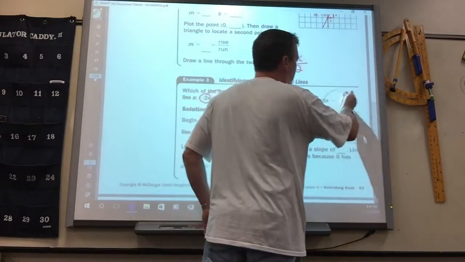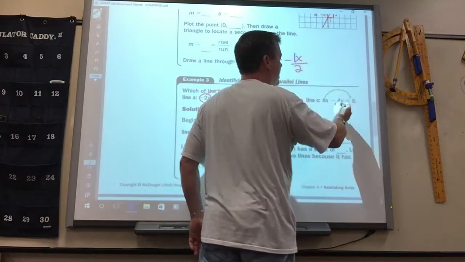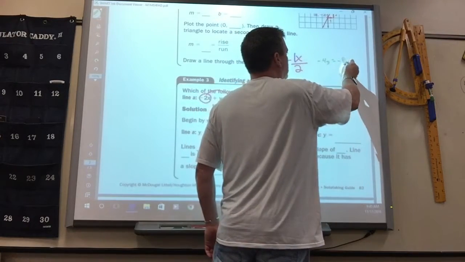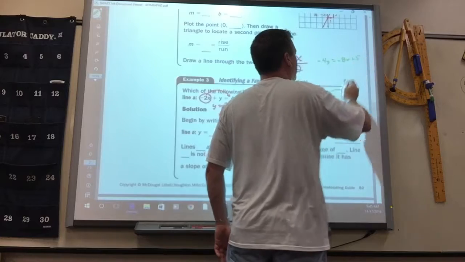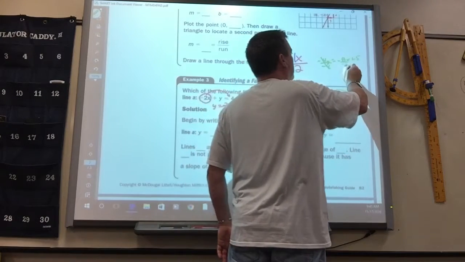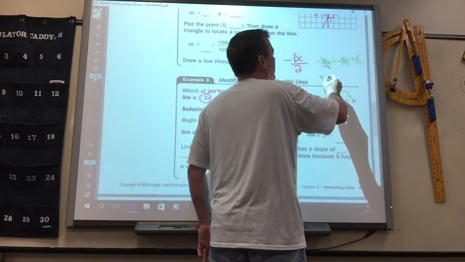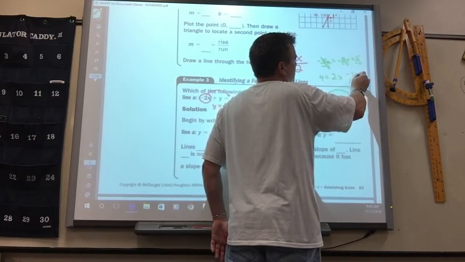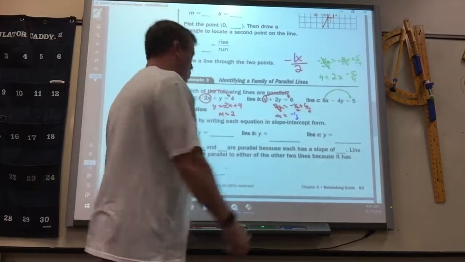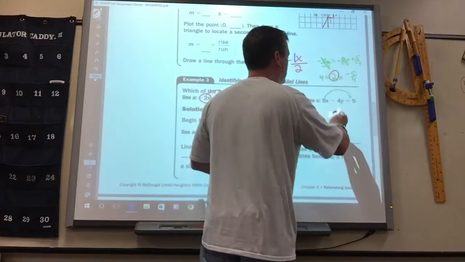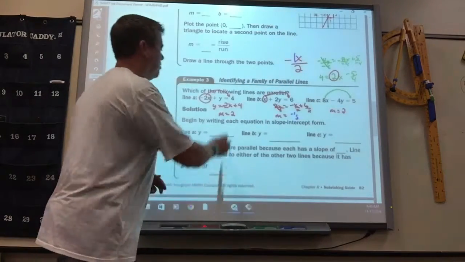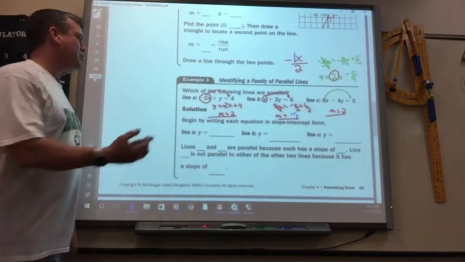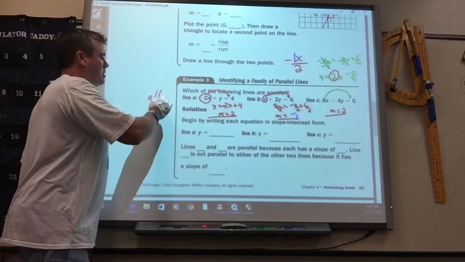So for this one, move the 8x over. I would have negative 4y equals, this would change from positive to negative 8x plus 5. Divide everything by negative 4. And I get y equals negative 8 over negative 4 is positive 2x. That would be minus 5/4, or 1.25. But all we're worried about is the slope, which is 2. So, which lines are parallel? A and C. So when you write it down, you would just say A parallel to C like that.